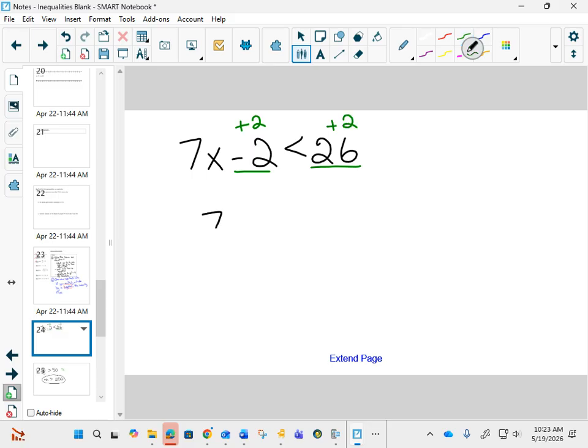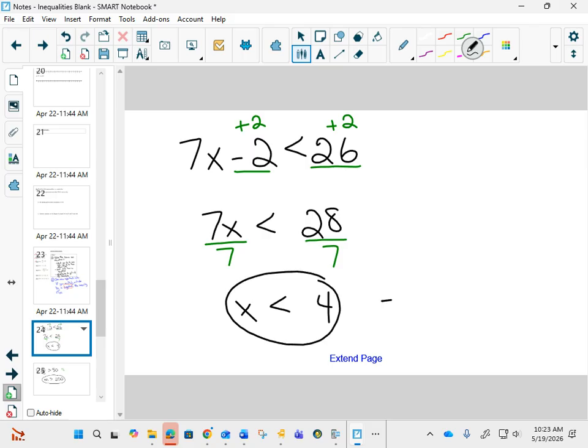So what do I get? On this side, I'm just going to have a 7x, and 26 plus 2 is 28. Do I need to change the inequality sign? No. Now all my like terms are put together. I need to divide by 7, which gives you x on this side and 4 on this side. Do I need to change the sign? No, because it's a positive 7. The special note doesn't come into effect.